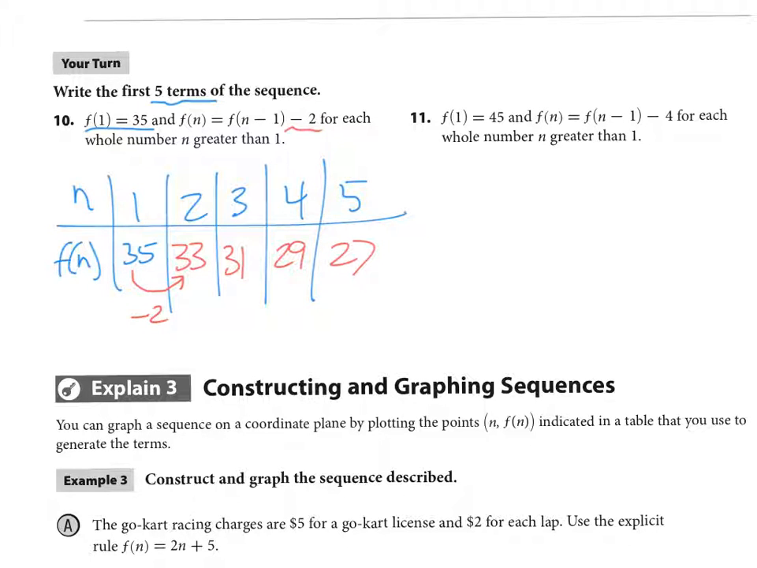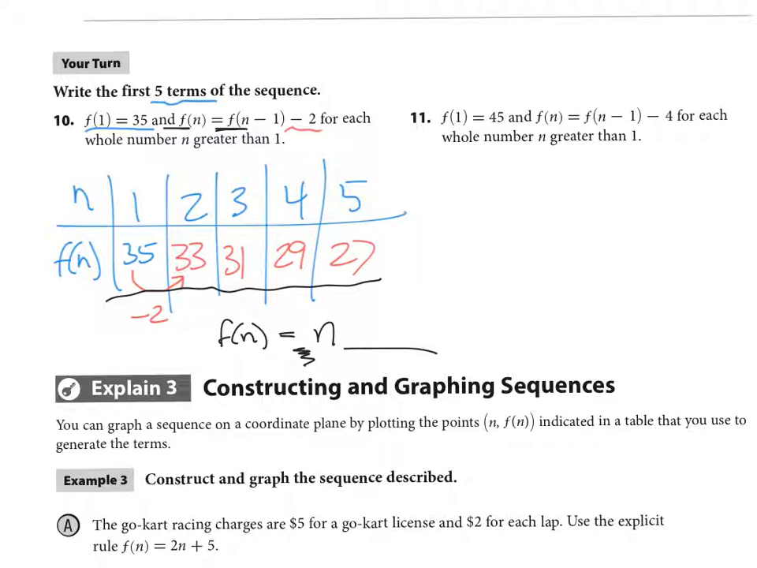So, how do you know you cannot type this one in the calculator? Because it has this f of n minus 1. An explicit rule would look something like f of n equals n something. There is no more f of something on this side. You can't have that. If you have that like you do here on both sides, that is called a recursive rule. You can't type that one in the calculator. You have to do it by hand here.